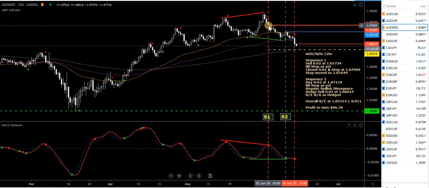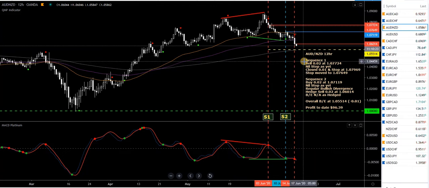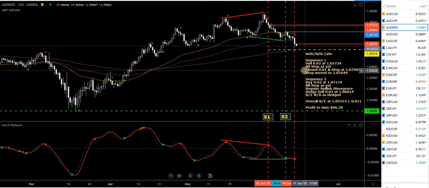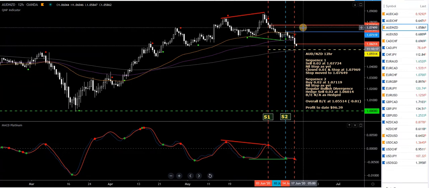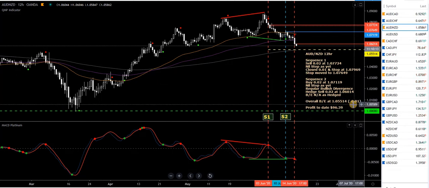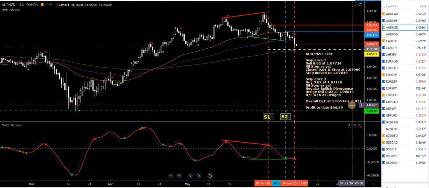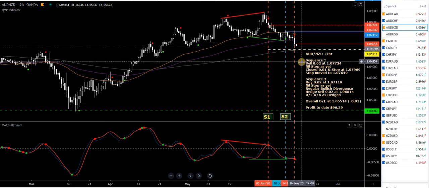I'm already in a sell up here on sequence 1. That's got a stop in place. Stops are designated by a red dotted line. So sequence 1's a sell, closed half, got a stop, moved down to just under my entry level. This yellow dashed line is my overall break-even for all three trades. Because it's 0.01 net negative, price has to go below that and I'll be overall break-even.